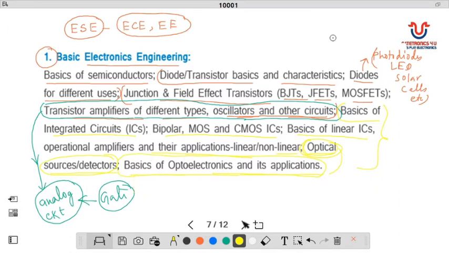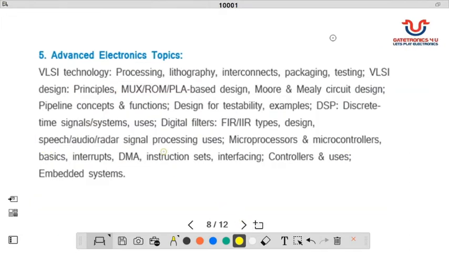syllabus. Another part is there in the ESE, that is the Engineering Services Examination or IES examination, that is the advanced electronics topics. In this part, we can see there is a VLSI technology. Up to VLSI design, this part is the same as the IC technology in the GATE syllabus. So we will try to cover these things in the EDC series lectures.